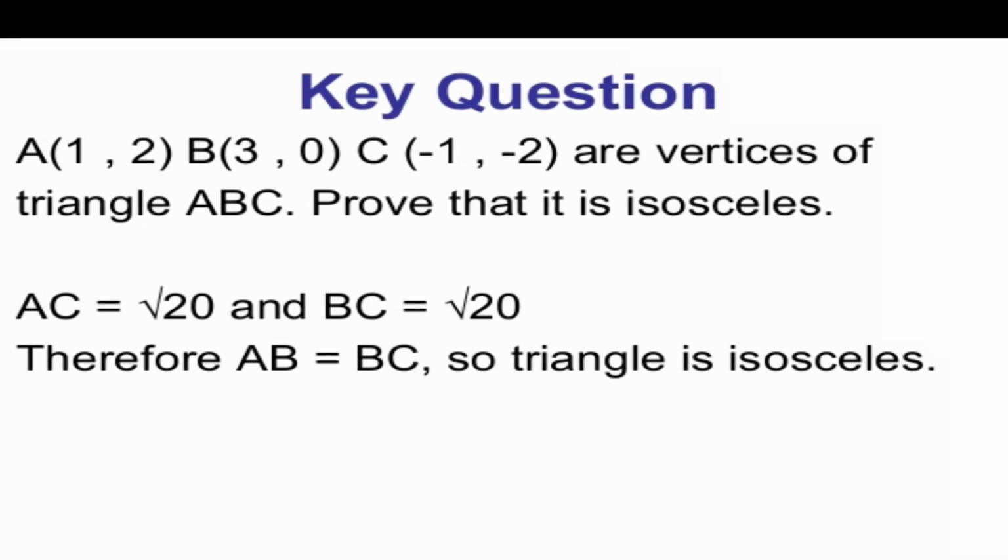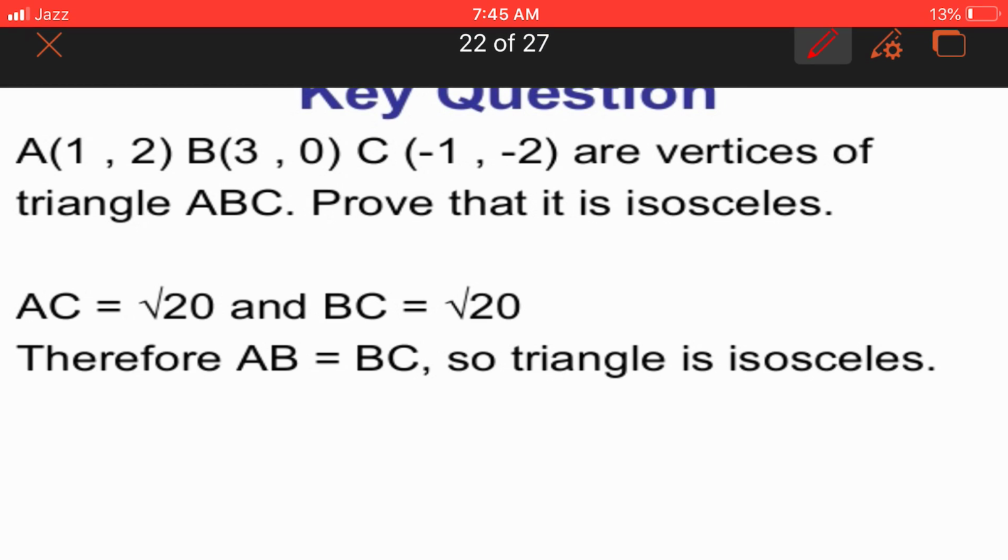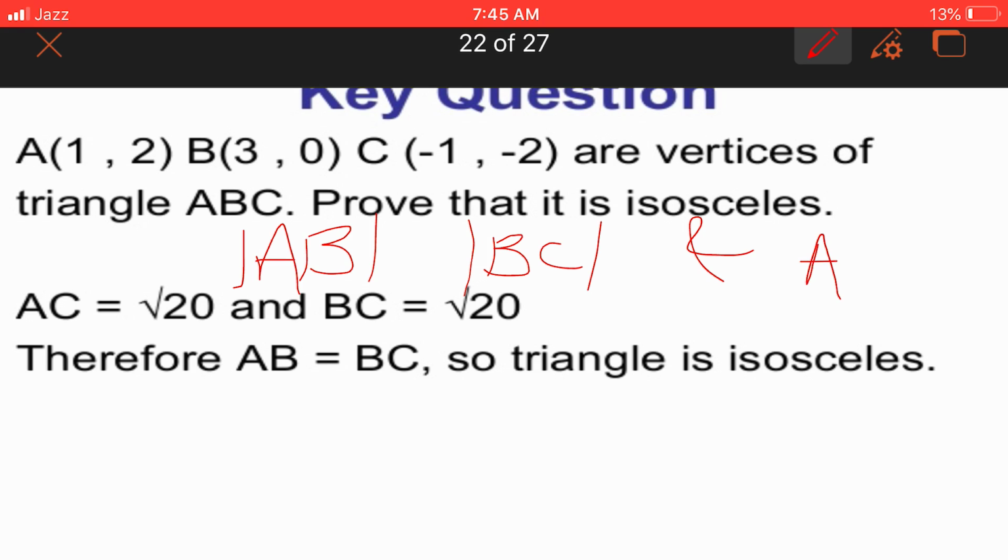The next example is, if A, B and C are the vertices of triangle ABC, prove that it is an isosceles triangle. Students, as all of you know, an isosceles triangle is one in which two sides are equal in length. So what we will do is calculate the distances AB, BC and AC.